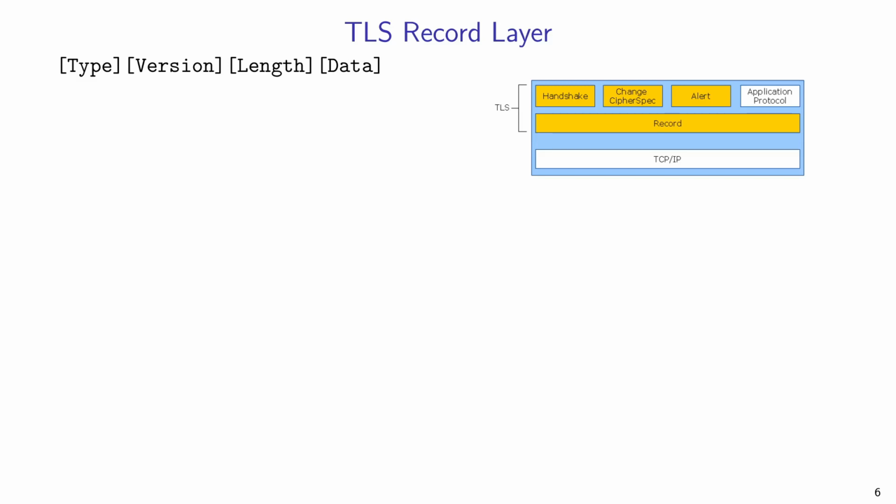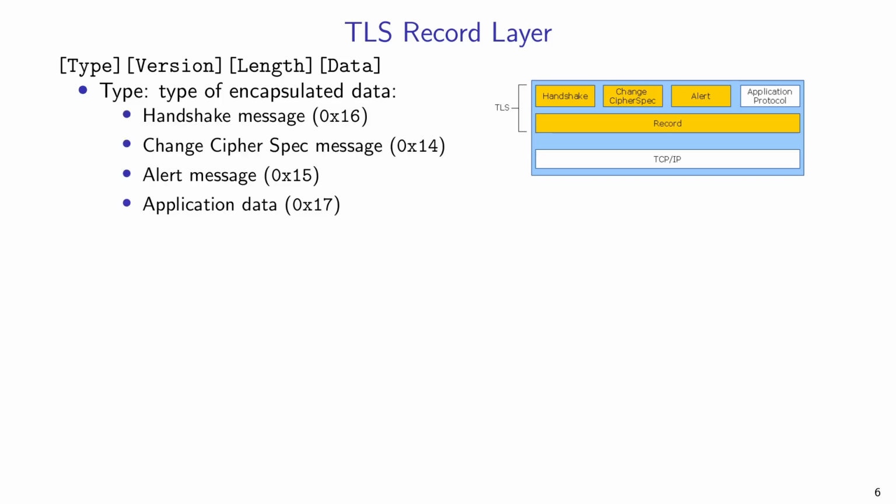It contains 4 fields: type, version, length, and data. The first 3 fields comprise the TLS record header, which is here. The 4th field, data, is the TLS protocol payload, one of these here. So the type field specifies the type of the encapsulated data. As you see, the TLS record can carry one of the 4 TLS protocol messages: handshake, change cipher spec, alert, and application data. The type is encoded using a single byte. And here you can see the corresponding value in hex.